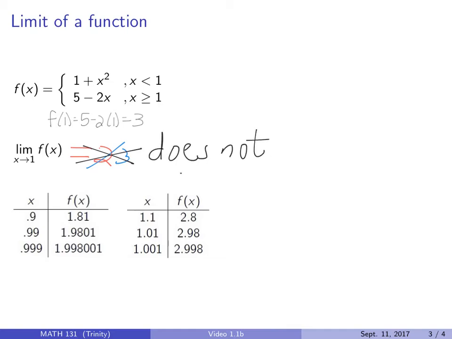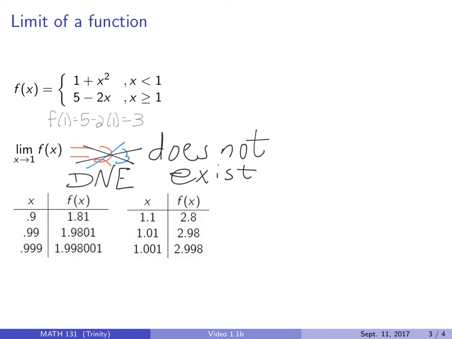And the shorthand that we'll use for that in here is that this limit DNE, does not exist. So again, this limit doesn't exist because as our x's approach 1, our f of x values don't approach a single number.